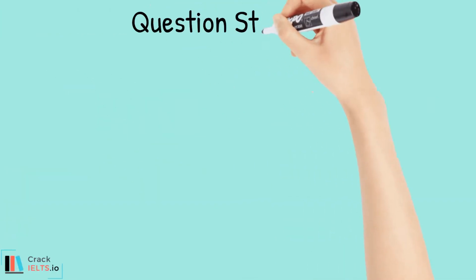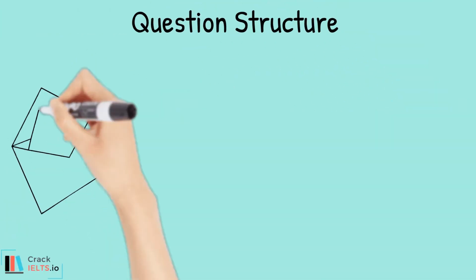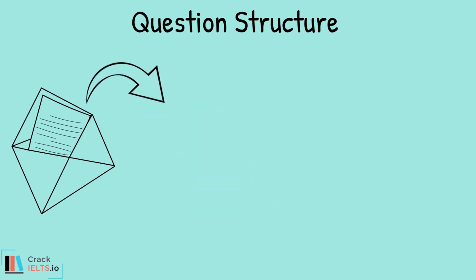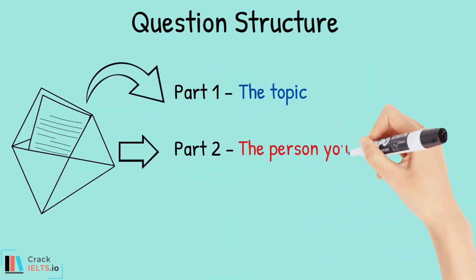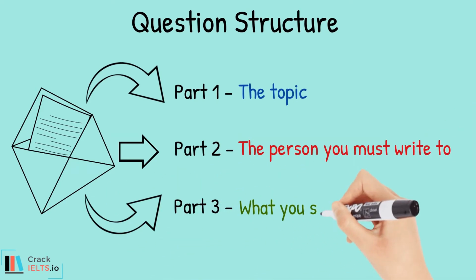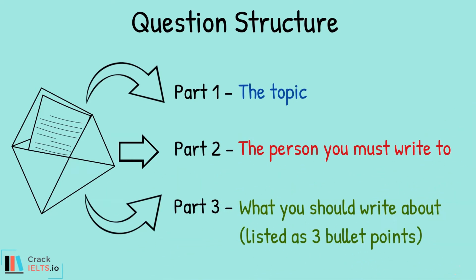First, let's have a look at the question structure. All questions for IELTS letters have the same structure. They are made up of 3 parts. Part 1, the topic. Part 2, the person you must write to. Part 3, what you should write about, that are listed as 3 bullet points.